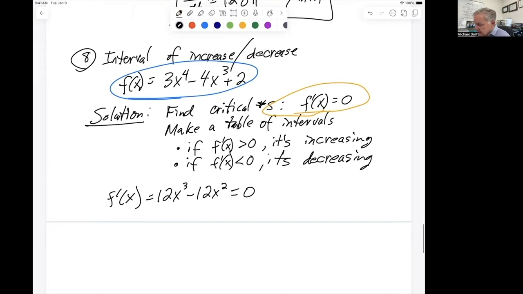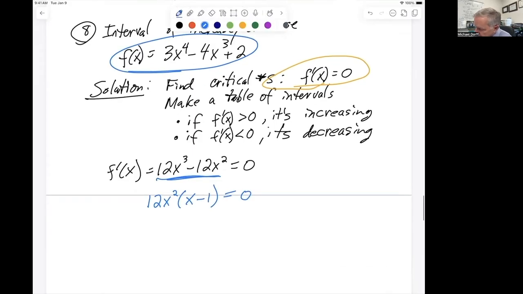To find the critical numbers, now I'm going to factor this. I'm going to factor the 12x cubed minus 12x squared. And to do that, I'm going to take out what's in common. They both have a 12, they both have an x squared, and I'm left with an x minus 1. All right, and so what are my critical numbers? When do those factors equal 0? Well, that implies x is either 0 or x is equal to 1. That's when we get 0 here. Okay, so now I make my table.